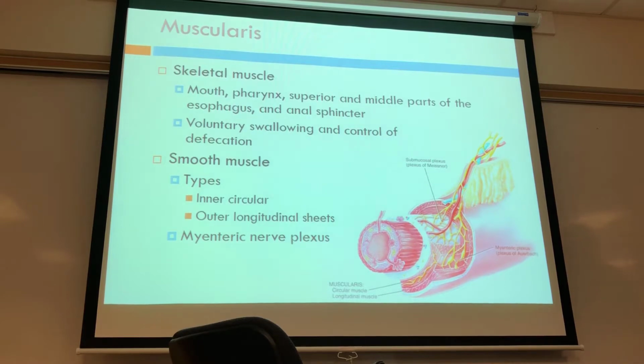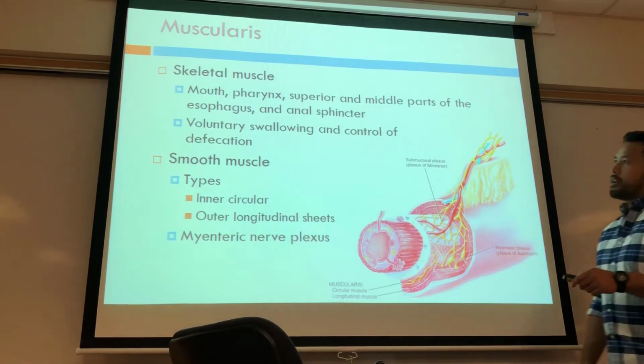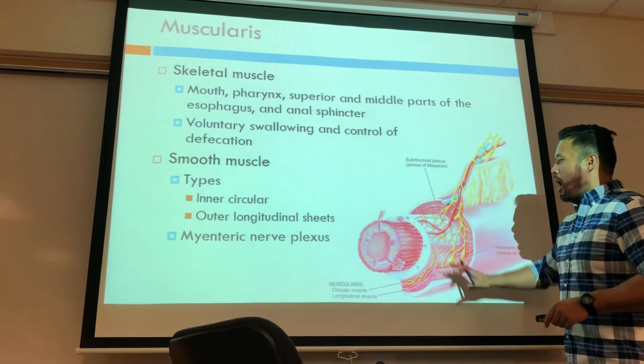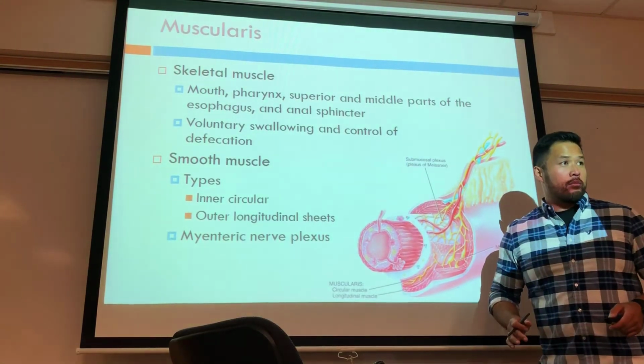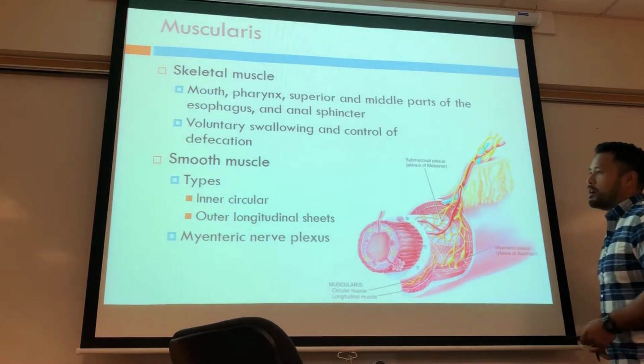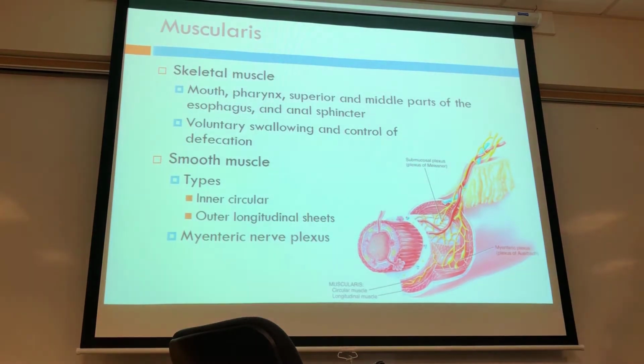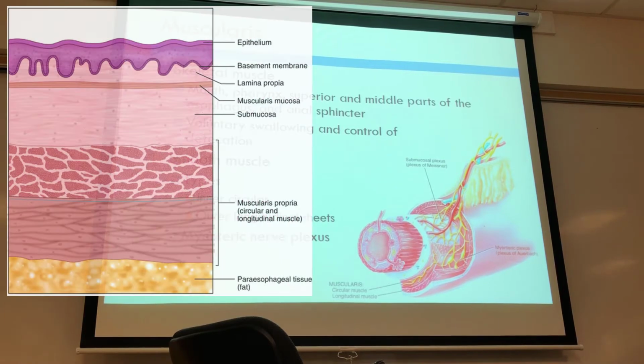Areas with smooth muscle are going to involve autonomic regulation. These are areas that are going to contract on their own, involuntary control of those areas. And typically in the muscularis layer, you're going to see two different layers. If I can just draw a generic tube through, you're going to see these circular layers.